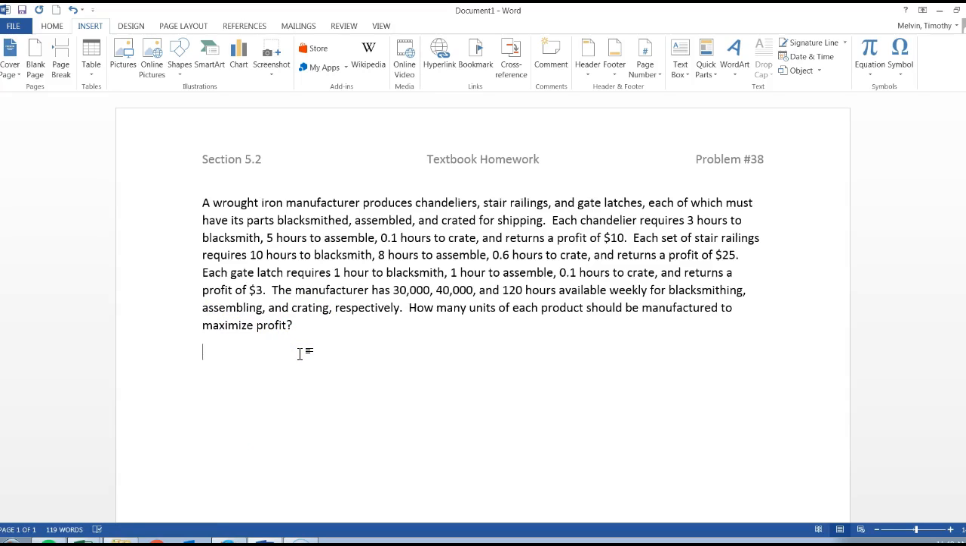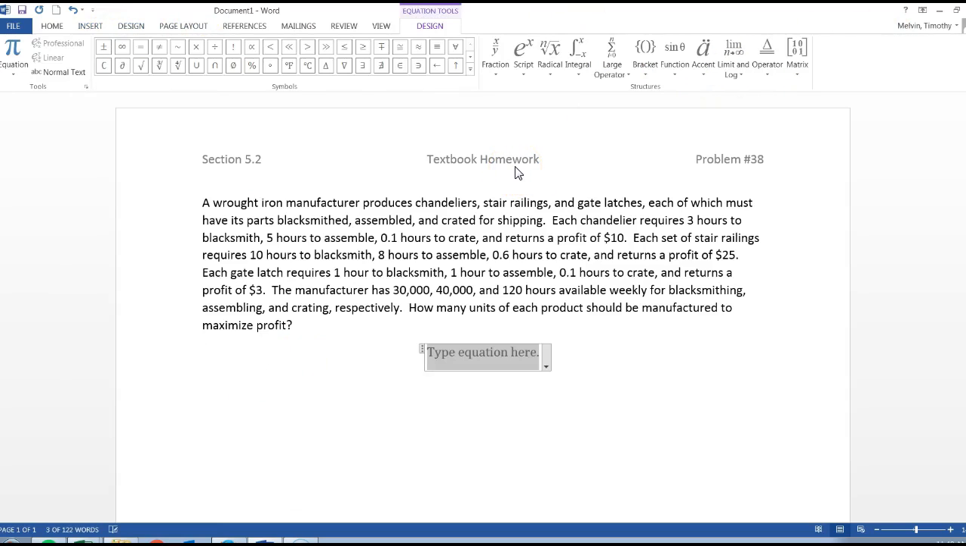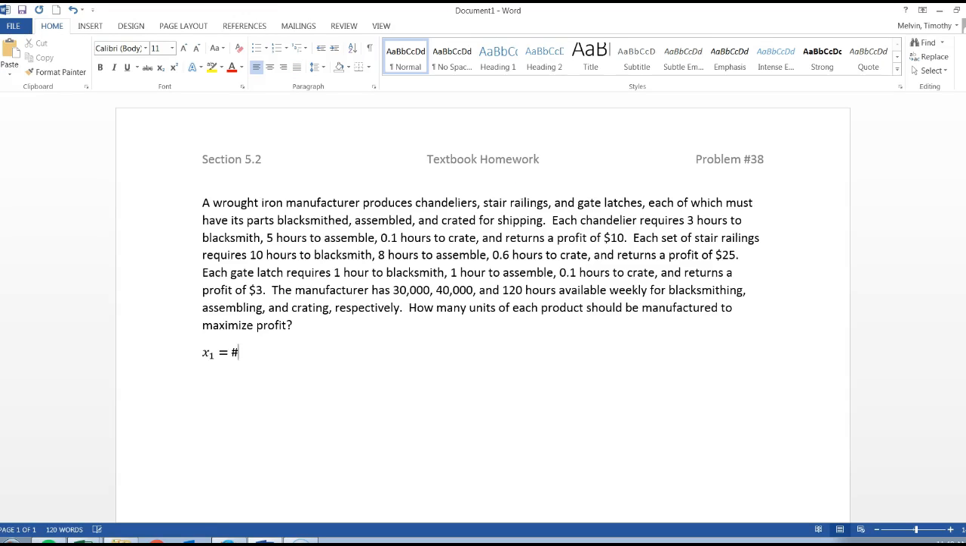Okay, so the first thing I like to do is write down each variable. What are we looking for? x1 is the number of chandeliers manufactured. So this is what we're going to tell the iron manufacturer: how many chandeliers should they make.